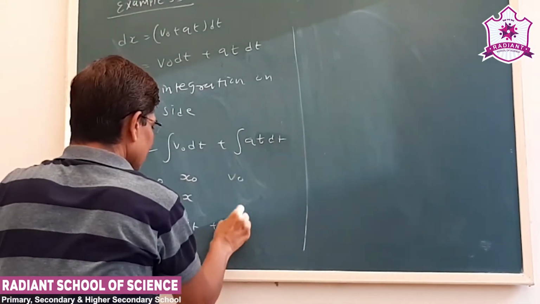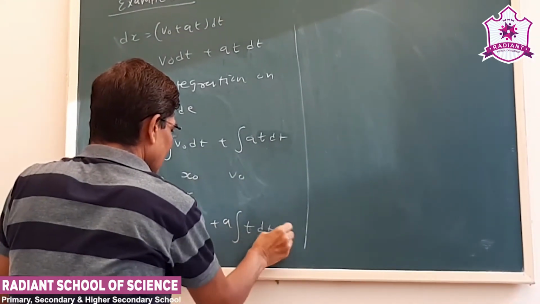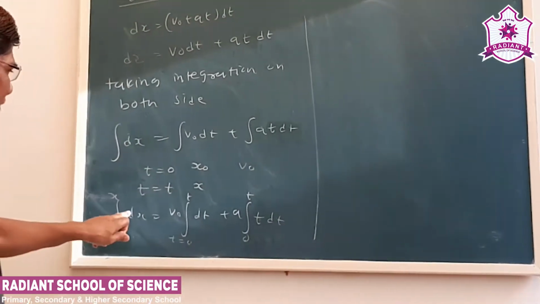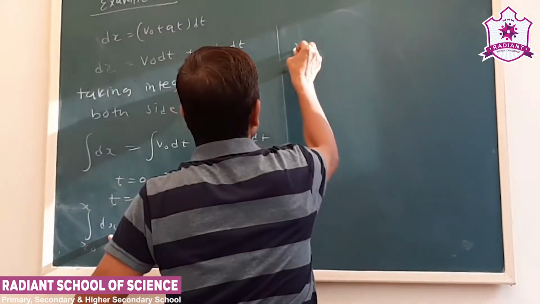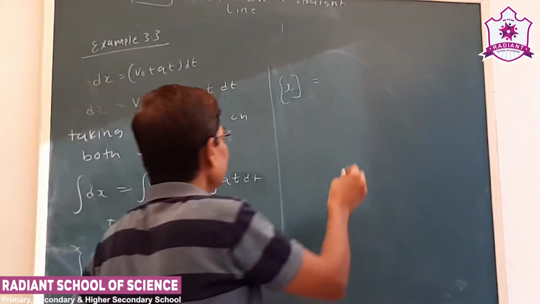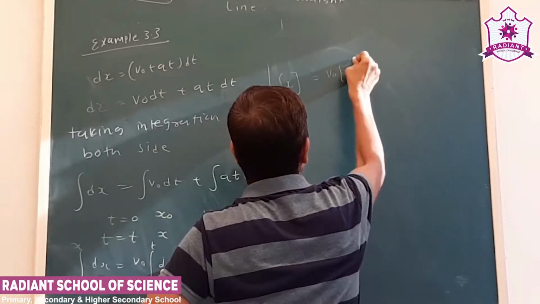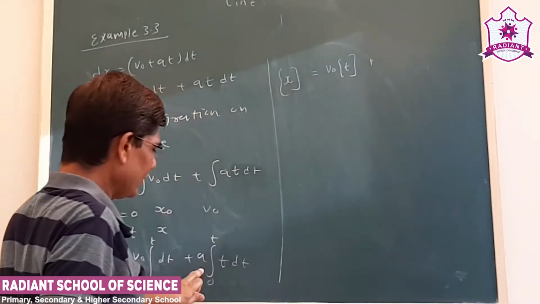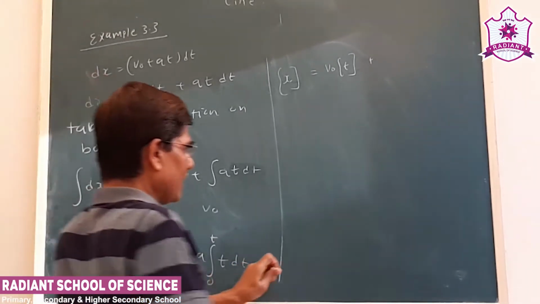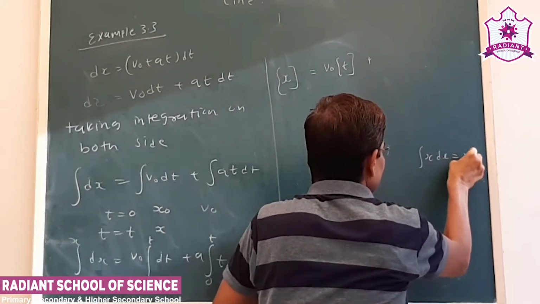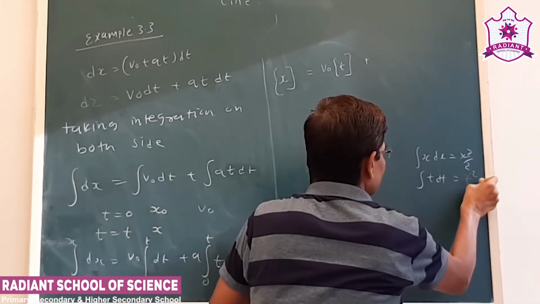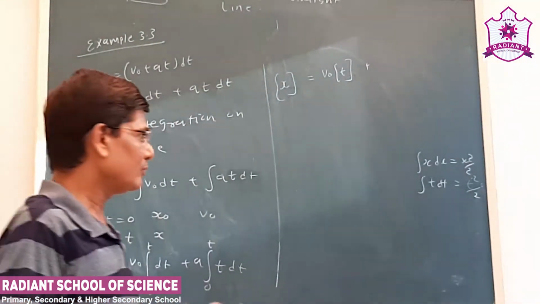Now a is constant here, t into dt. Again time will be the same from 0 to t. Now see, we know integration of dx is x, is equal to v0 integration dt is t, plus a is constant, t dt integration is t square by 2. Just as we have seen earlier, x dx is x square by 2, so t dt will be t square by 2. That we have obtained by using the formula earlier.